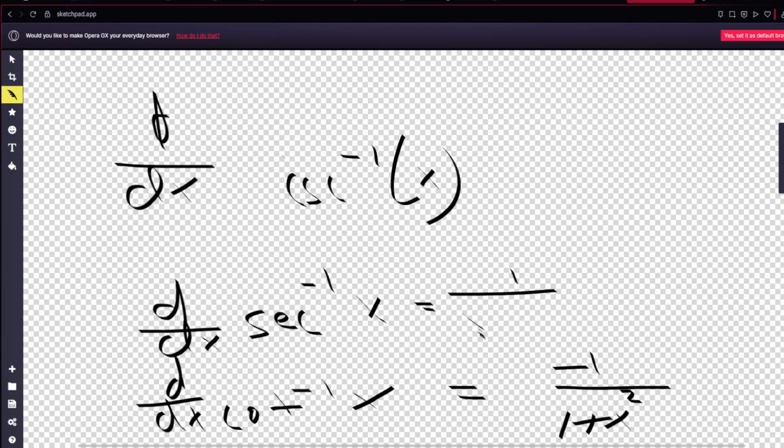So 1 over x squared minus 1, and 1 over the same thing here, except it's a negative. So yeah, that's all about inverse trigonometric functions, and yeah, it's pretty smart.